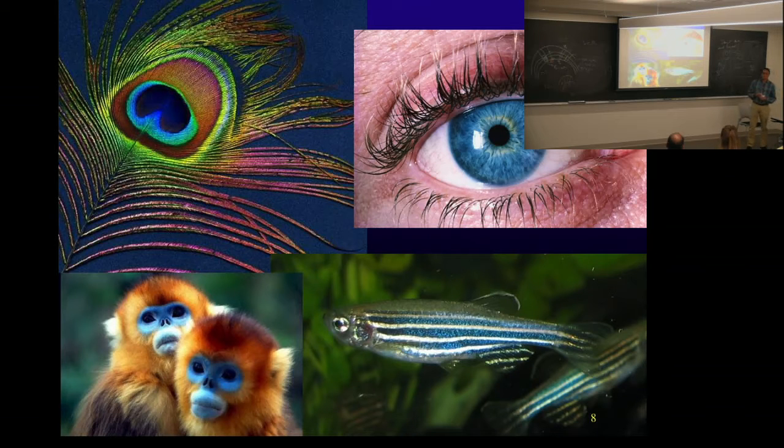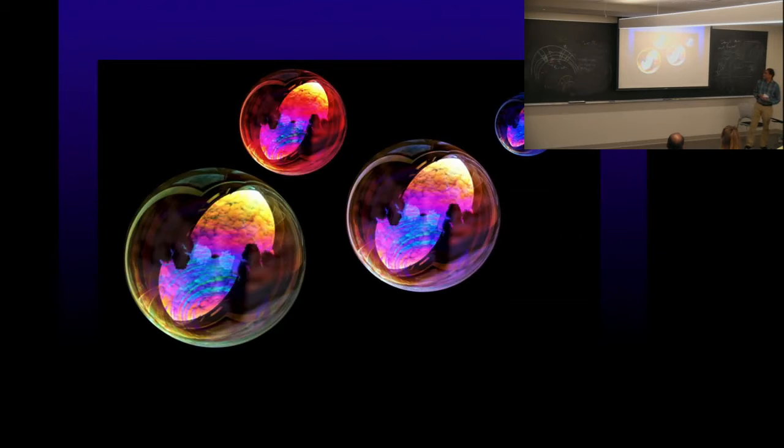Okay, so how does structural color work? It works in the same way that you see color in a soap bubble. The soap doesn't have any color to it, right?